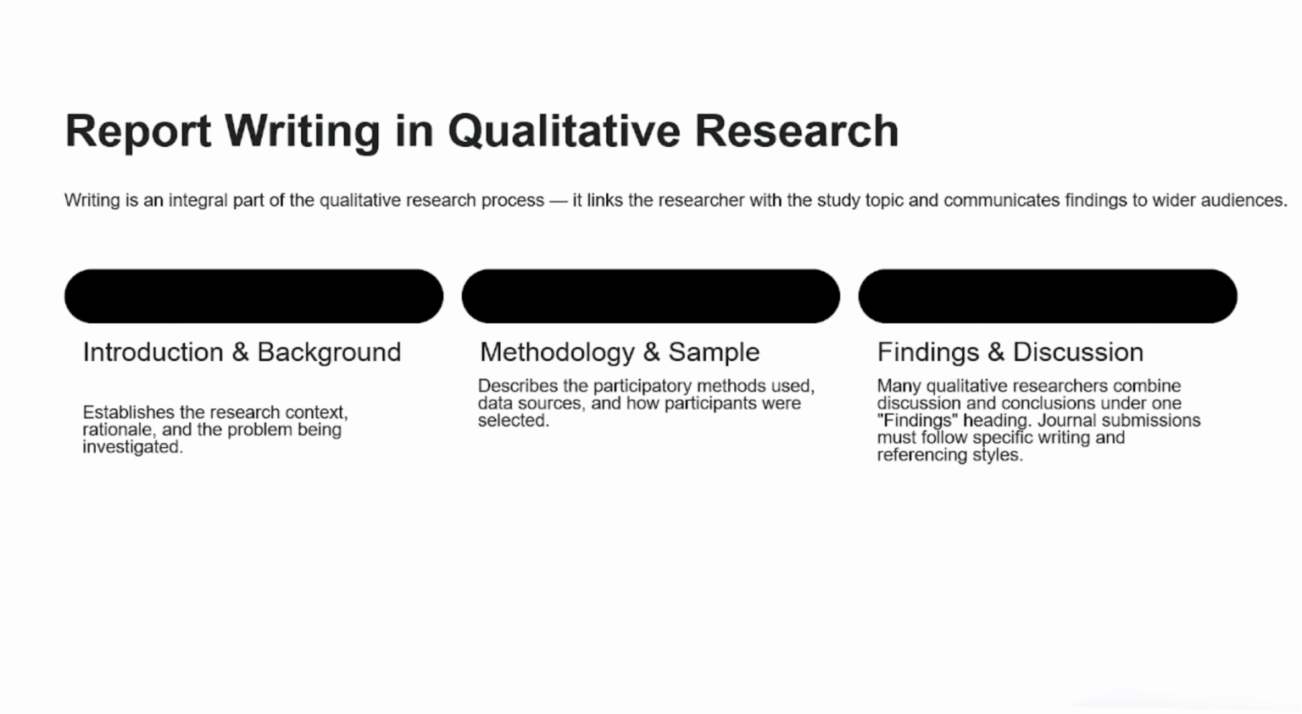And third, the findings and discussion. In this section, researchers present the results and explain their meaning. In qualitative research, findings and discussion are often combined. The results are supported with direct quotes and evidence, which are written according to an academic reference style.